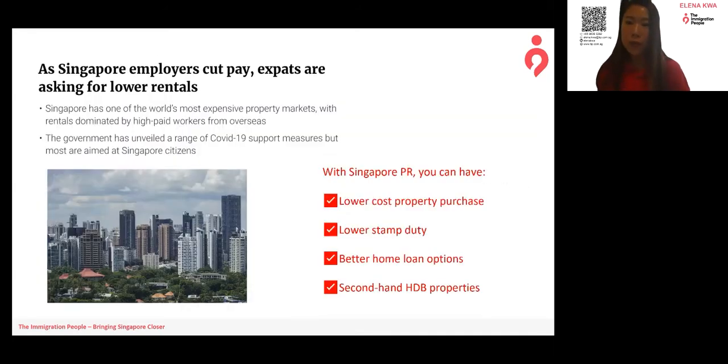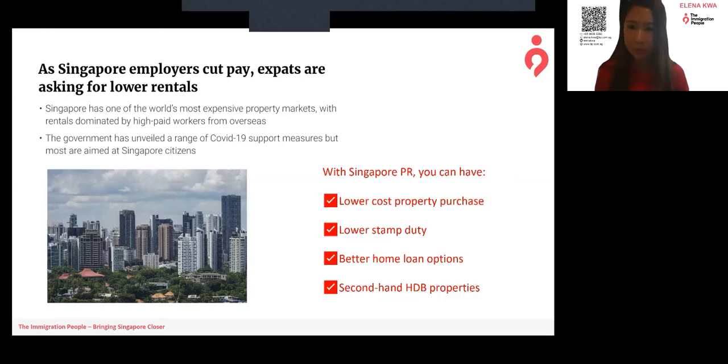And also the difference between being on a work pass, being a PR or a citizen, you get to enjoy different property rental rates. So as a PR or citizen, definitely you can purchase public government housing, okay, at a much reduced stamp duty fee, which is at least a 15% reduction.